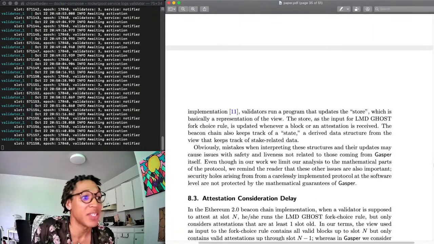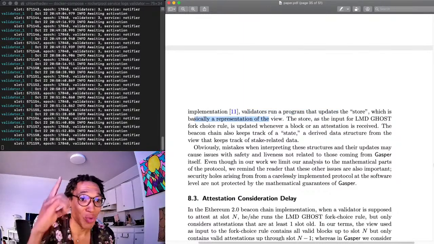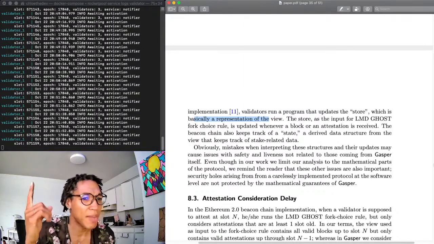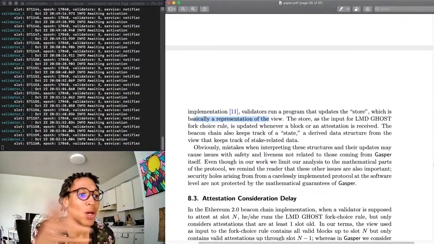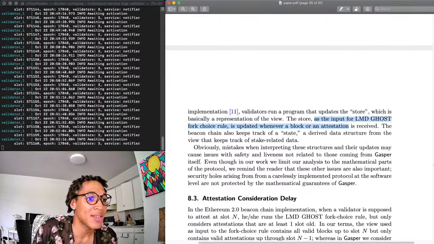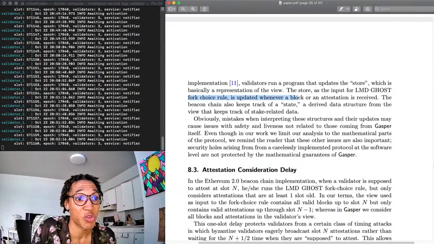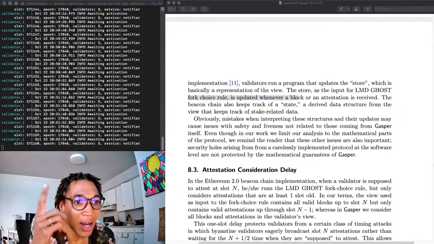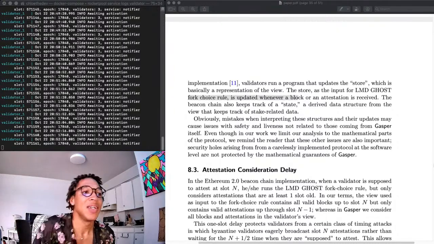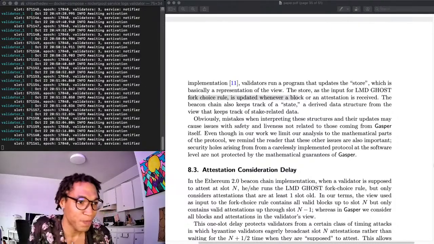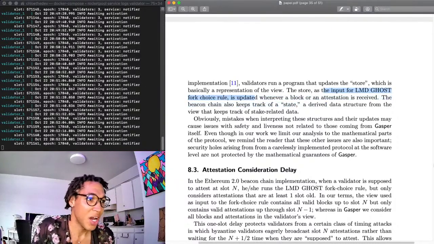Thus, in the actual implementation of Ethereum, validators run a program that updates the store, which is basically a representation of the view. So I think it's Prysm running on the Rocket Pool up there, and so I think it's Sigma Prime. The Sigma Prime client will help me do all that. The store as the input for the LMD GHOST fork choice rule is updated whenever a block or attestation is received. So you can see again different slots and epochs, and each slot is kind of like a block, and each slot gets received, and then the store is the input of the fork choice rule.